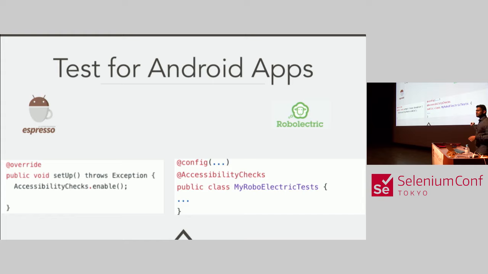How many of you have heard of Robolectric before? Oh, cool, Matt. So Robolectric is something like an emulator within the JVM itself, so it's quite fast. If you have unit tests that you want to kick off without consuming more resources, you can use Robolectric and still be able to do an accessibility check, and it's simpler than Espresso. If you just have this annotation enabled for accessibility checks, you will have your accessibility audits done.